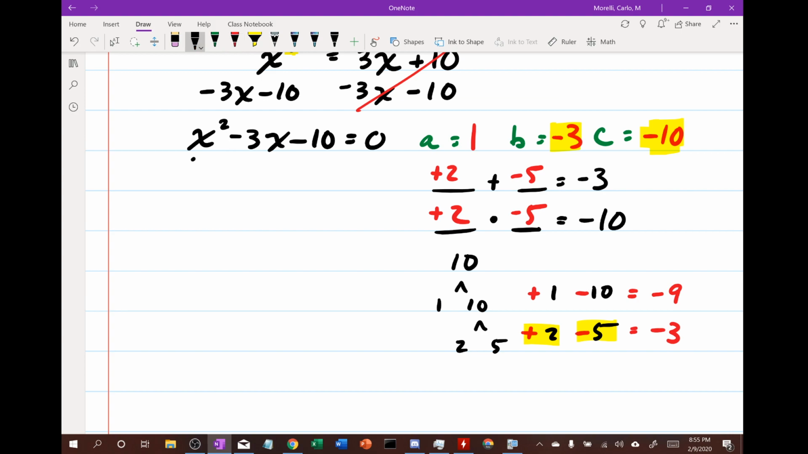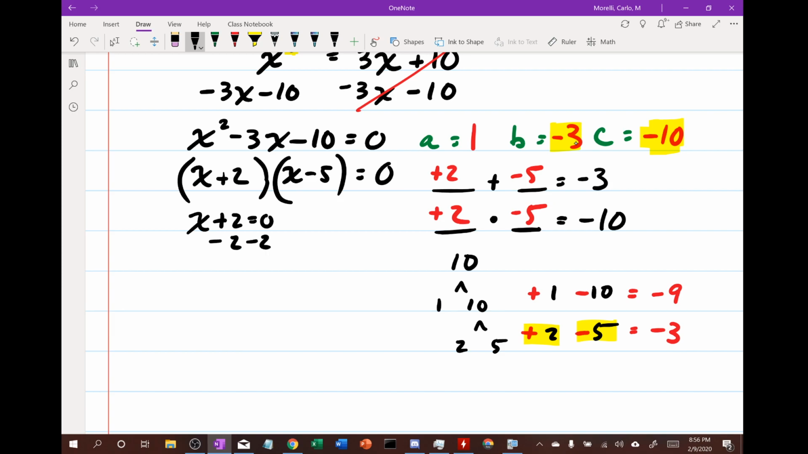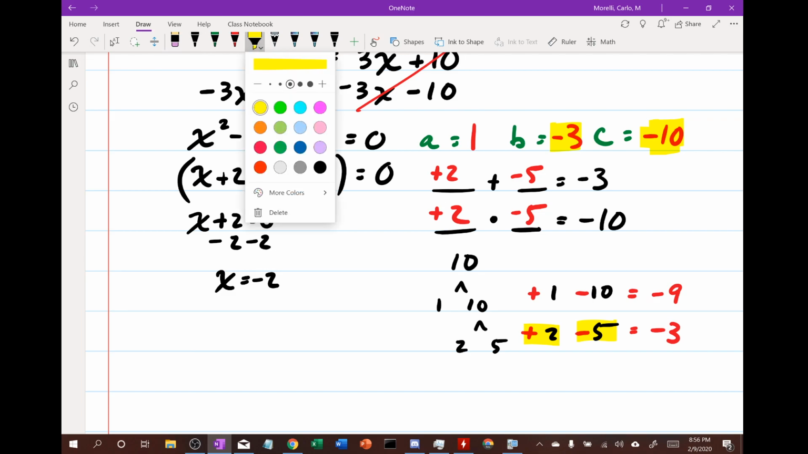And since the leading coefficient was 1, that's all we have to do. Set this equal to 0. We have x plus 2 and x minus 5. And ladies and gentlemen, all we have to do now is set those two factors equal to 0 and solve for x twice. So x equals -2, and I'm going to let somebody else find the other solution. So I got one solution. I already got it. I'm just going to not say it.